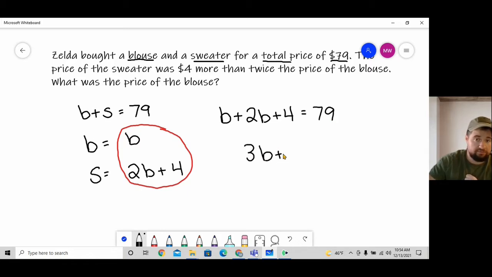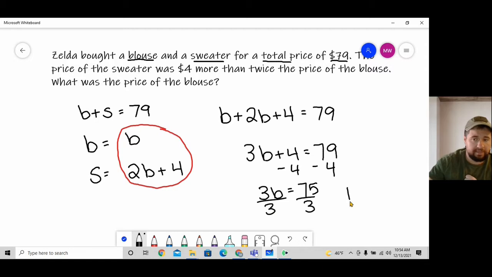3B plus 4 equals $79. Subtract 4 from both sides. 3B equals $75. Divide by 3, divided by 3, B equals 25. Or the price of the blouse was $25.